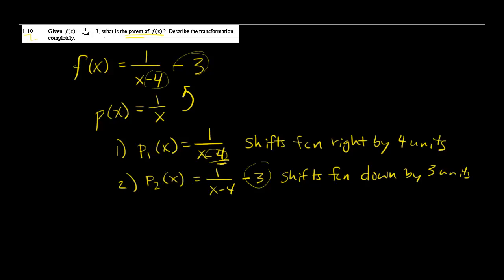If we look at the graphs, we have our initial function p of x and we know it looks like this. All we are doing is shifting to the right by 4 units, so 1, 2, 3, 4, and down by 3 units, 1, 2, 3. This is our new region. We're shifting it to the right and down. So our new function, f of x, is going to be here in red. f of x now is just 1 over x minus 4 minus 3.